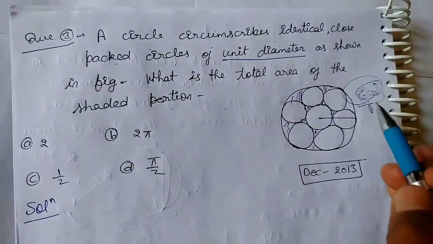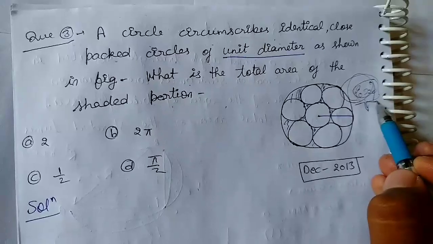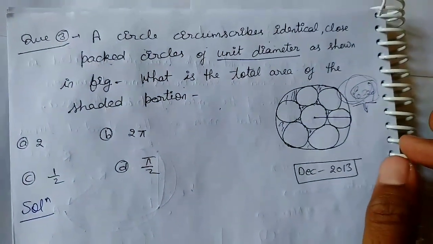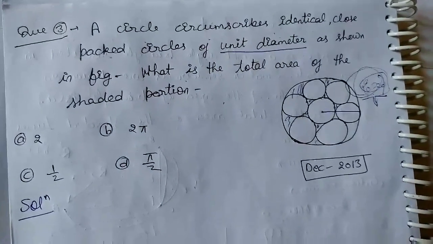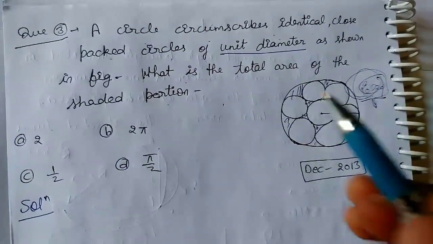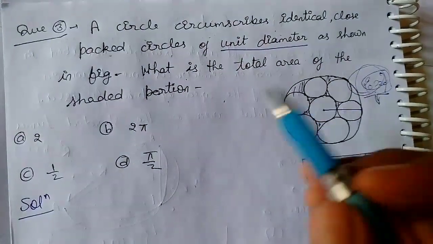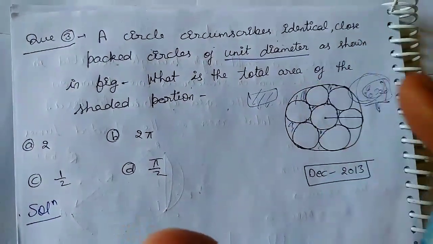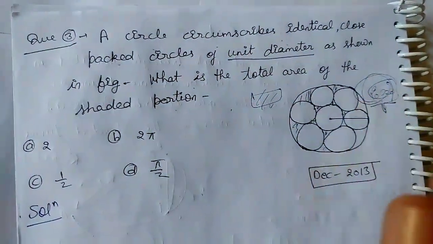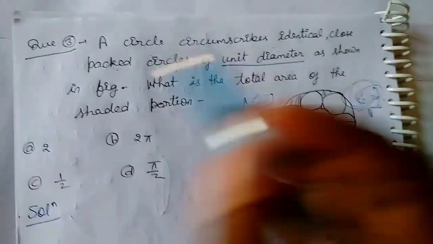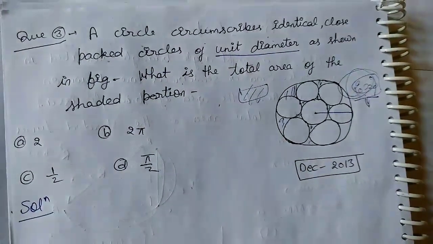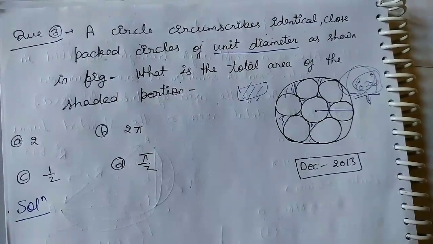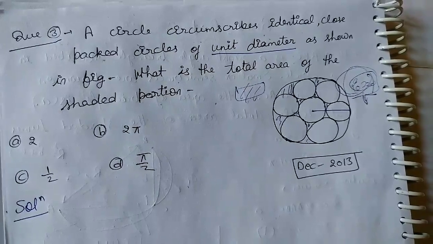As I have told you, it may be asked in June 2020. There is no guarantee that it will come, but there is a chance that it can come. Not this question, but a question based on finding the area of the shaded portion. It's a very important question and it can be asked in this examination, but there will be a figure given and you have to calculate the area of the shaded portion. So first of all I will calculate the solution of this question and then I will move ahead.